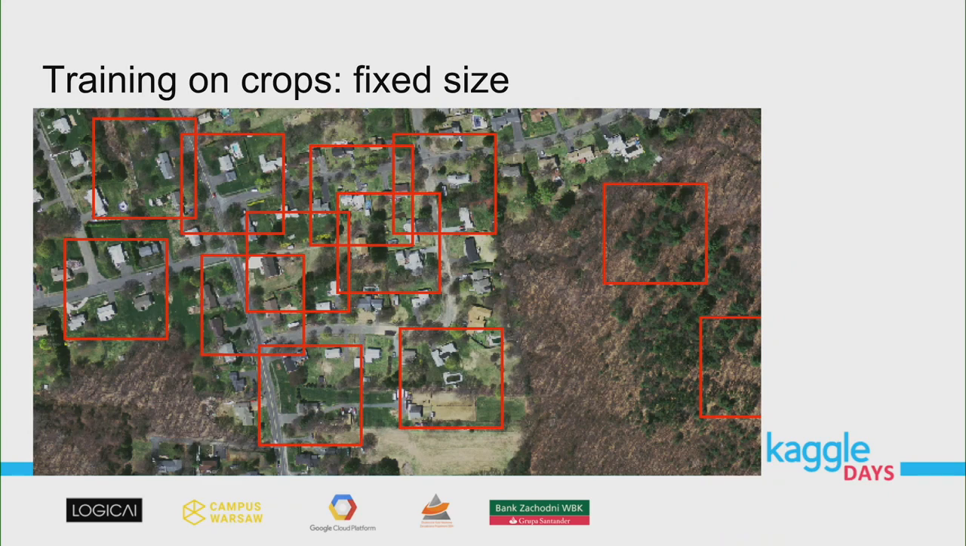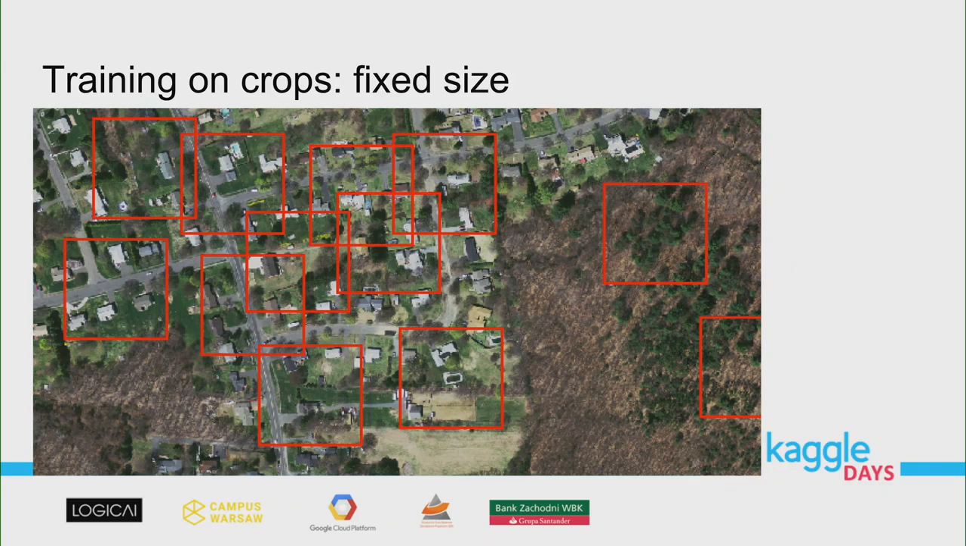But in this particular dataset, it would not be ideal because all roads are roughly of the same size and buildings are roughly of the same size. So you don't want to change that. You don't want to make the job of the network harder.